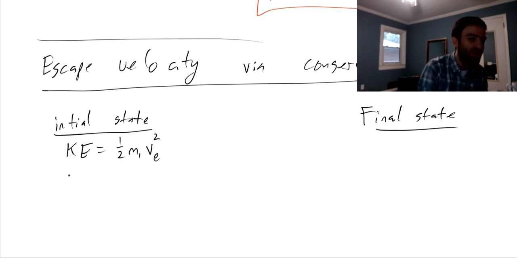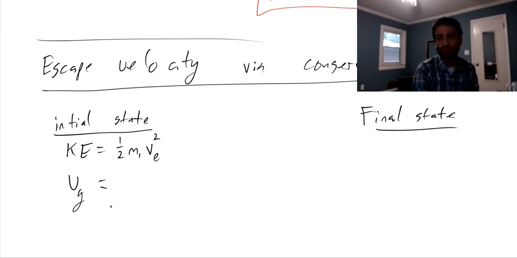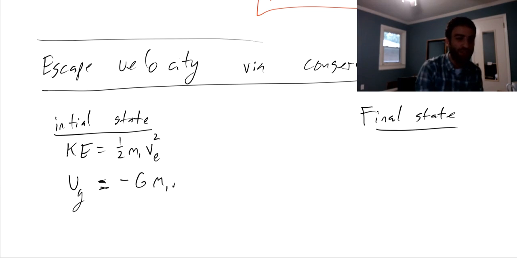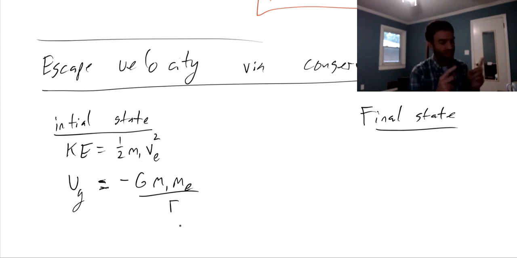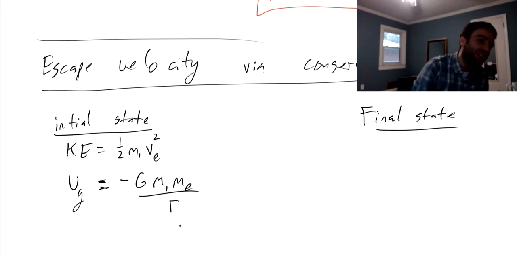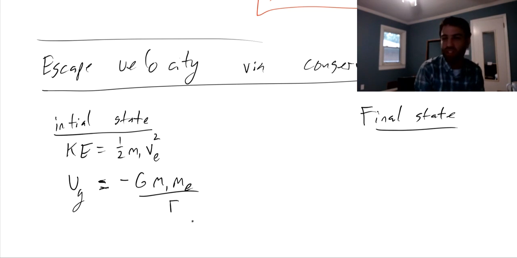And we'll also have some gravitational potential energy. From our expression above, that will be minus G times the mass of the object times the mass of the Earth divided by r, where r is the distance from the center of the Earth, wherever we're firing this object from. So this is the initial energy our object is going to have when we first fire it off of the Earth's surface.